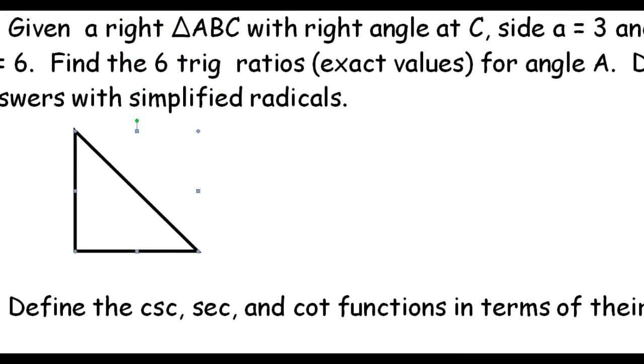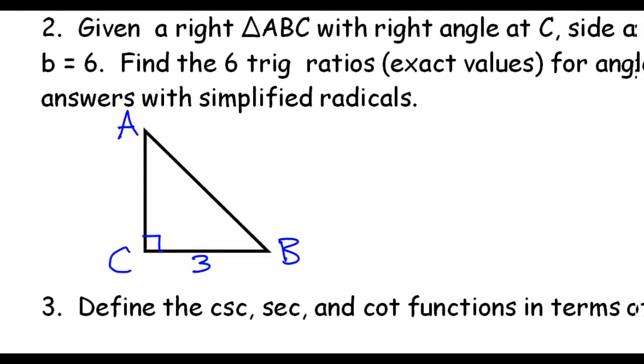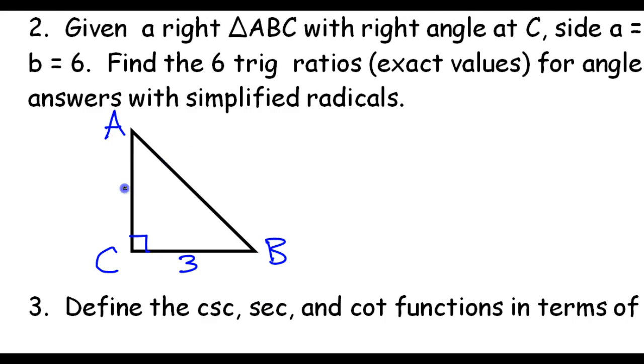So it says ABC with a right angle at C. So let's call this A, and this will be my B, and this will be my C. Lowercase a is equal to 3. When they make a lowercase a, you're supposed to put it across from angle A. And they said that b is equal to 6. So when they say side b is 6, you're supposed to put it across from angle B.